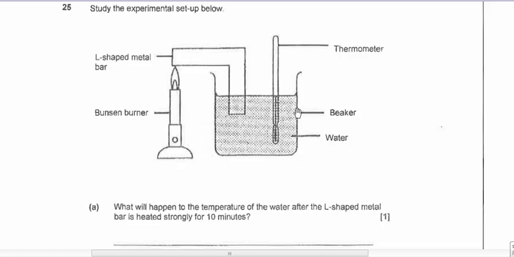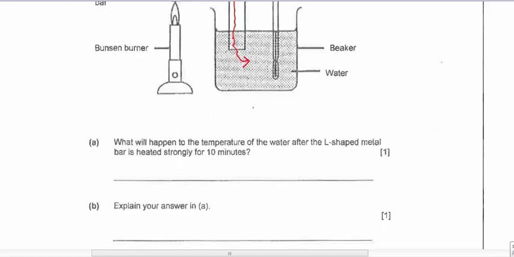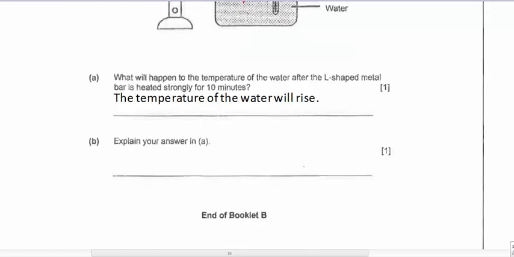Question 25. Study this experimental setup below. What will happen to the temperature of water if the L-shaped metal bar is heated strongly for 10 minutes? So basically what's going to happen is the heat will go in and it will flow into the water. So what's going to happen to the water? The temperature of the water will rise. So explain your answer: the reason is because heat will travel through the L bar into the water.